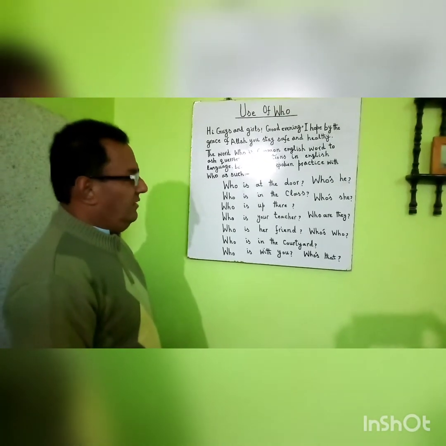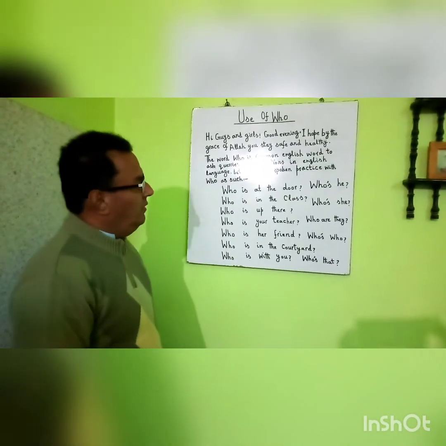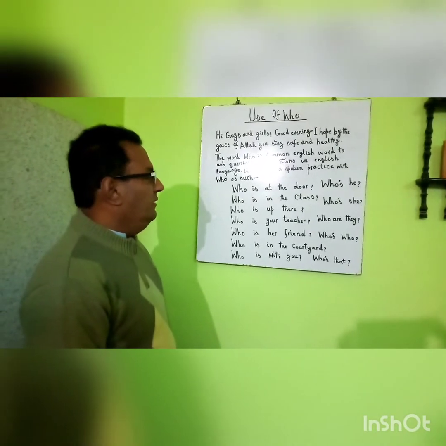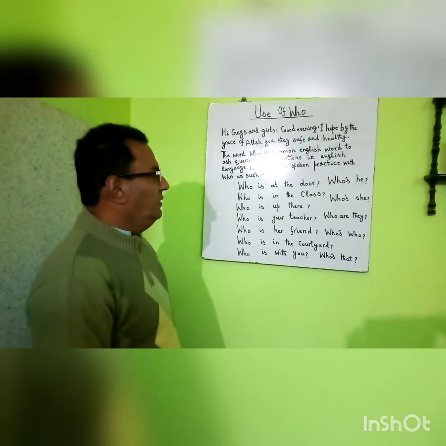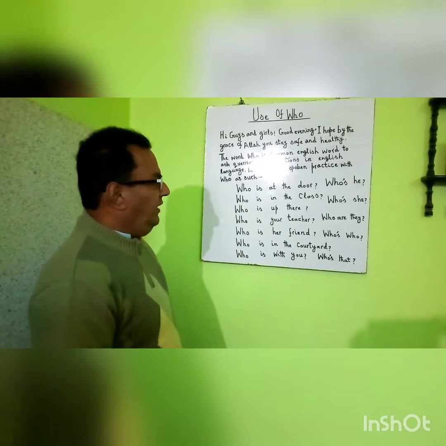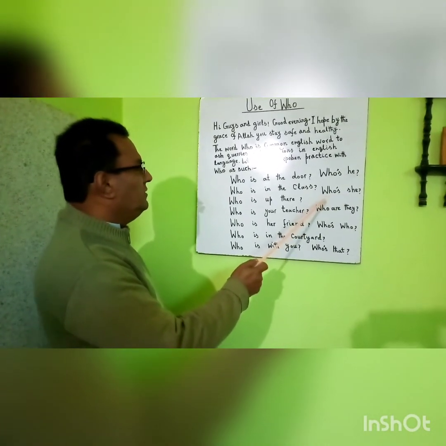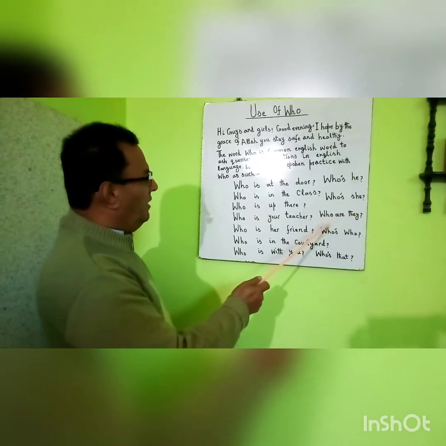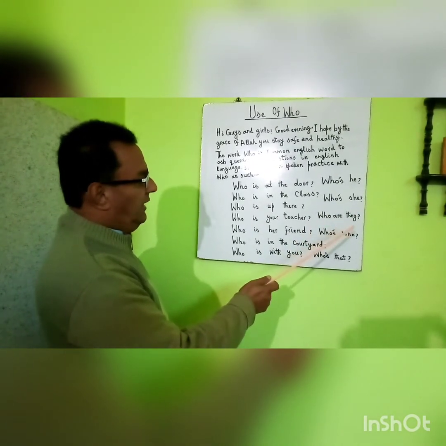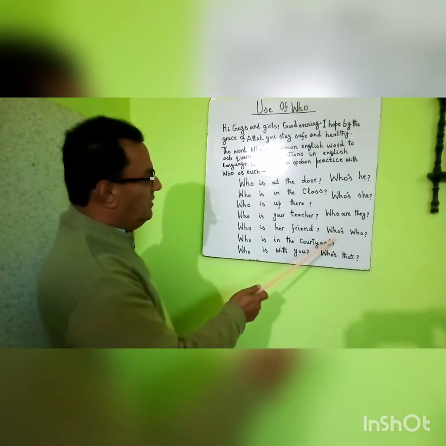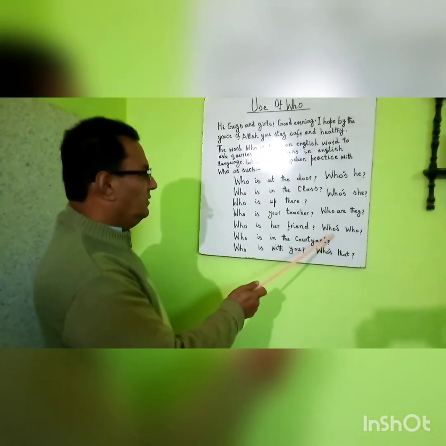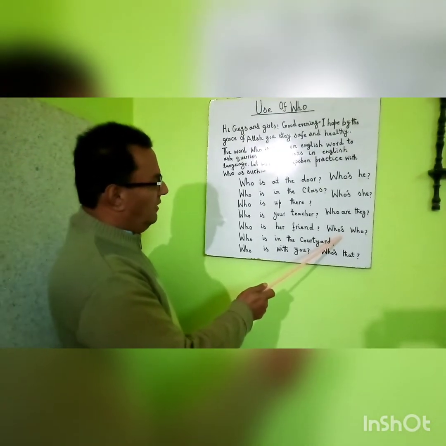Who is he? Who's he? Possible answers may be, he is a doctor. As you can see on this whiteboard, who's she? She is a teacher. Same as, who are they? They are singers. Who's who? He is a great historian.